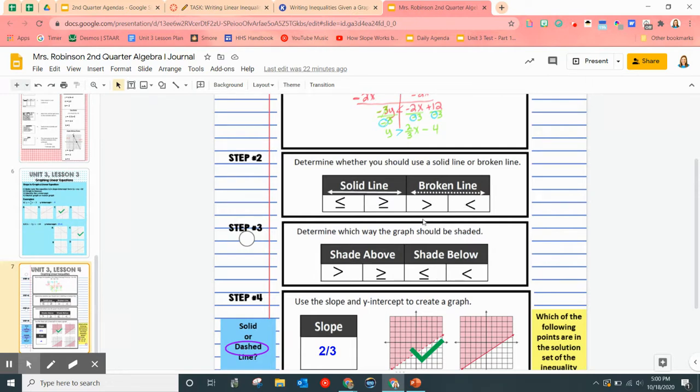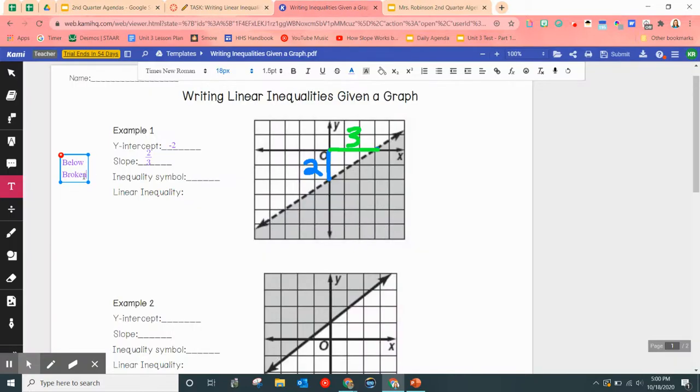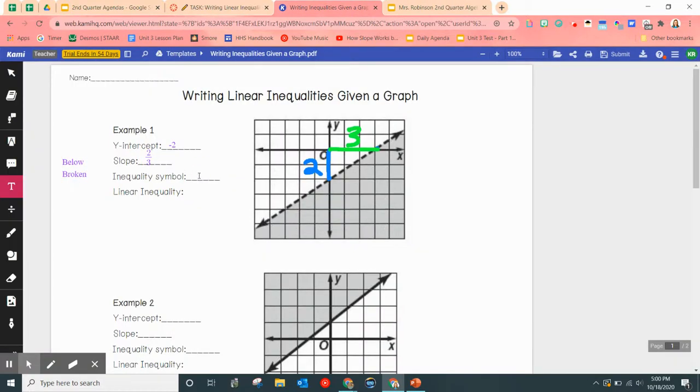So which one is it? If it's a broken line, it can't have the line under it. So it's a broken line, and then we see that it's shaded below, so it must be the less than. So there's your symbol right there. So broken line and shaded below.